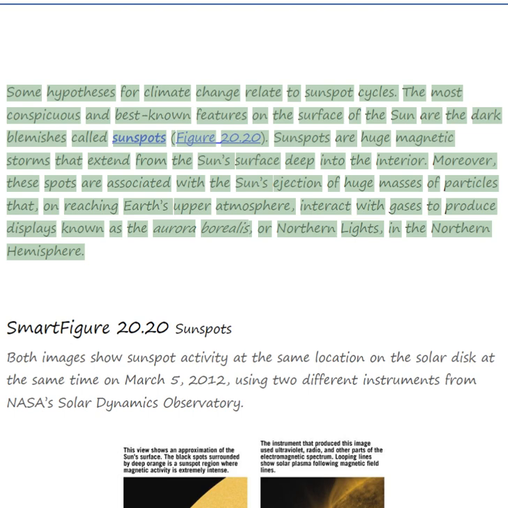Some hypotheses for climate change relate to sunspot cycles. The most conspicuous and best-known features on the surface of the Sun are the dark blemishes called sunspots. Sunspots are huge magnetic storms that extend from the Sun's surface deep into the interior. Moreover, these spots are associated with the Sun's ejection of huge masses of particles that, on reaching Earth's upper atmosphere, interact with gases to produce displays known as the aurora borealis, or northern lights, in the northern hemisphere.